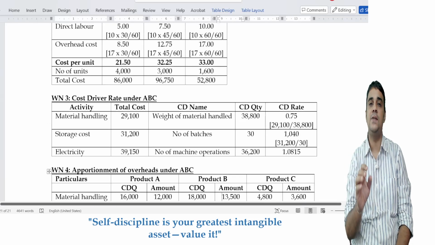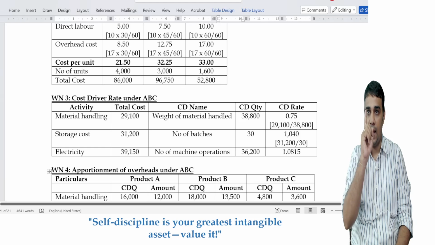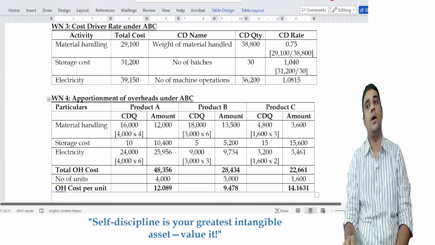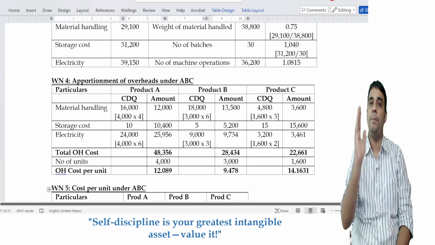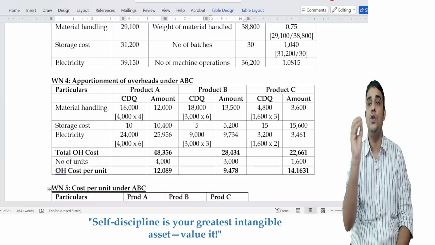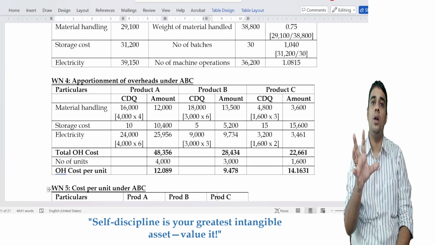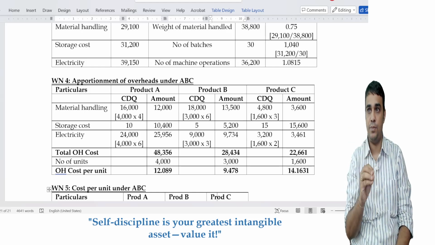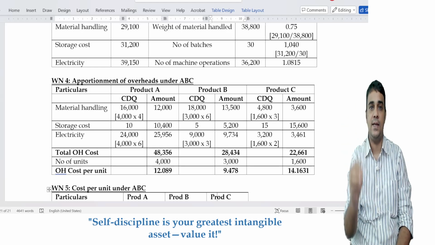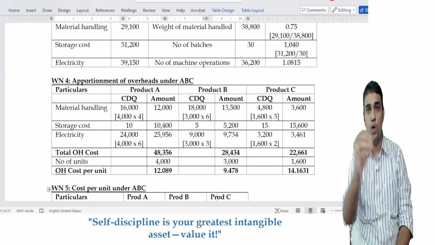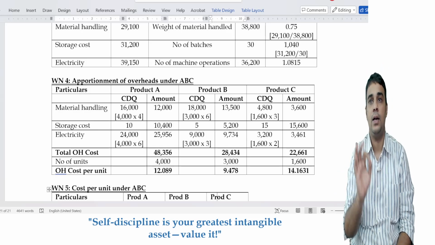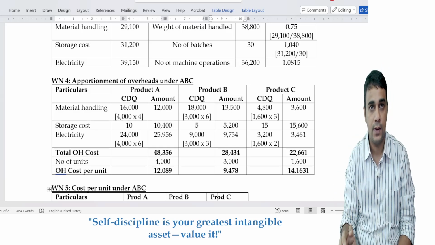Then you do ABC: find out the various activities, write the activity, total cost, CD name and weight. Then come to working note 4: activity, product A, product B, product C, write material handling, whatever the activity, and write individual CDQs, put a total, write it in column 4 of step 3, get the column 5 number, take column 5 and multiply with CDQs and complete the amount. Do it together, that will avoid some repetitive working and save some time. Any doubts on this? Clear?